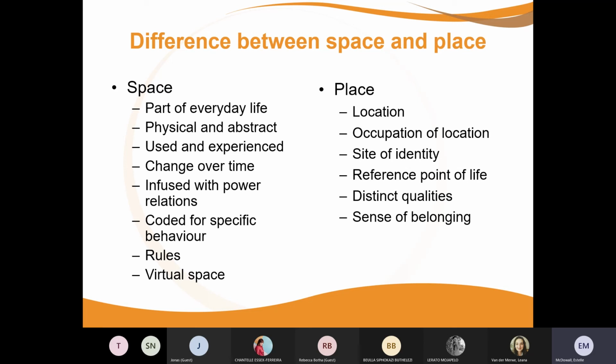Then place is a location. It's an occupation of a location. It's a site of identity. It's a reference point of life. So you'll say, I come from home, or I work here, or I work there. It has distinct qualities, and it gives you a sense of belonging.